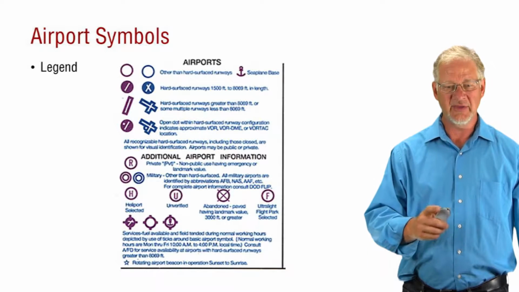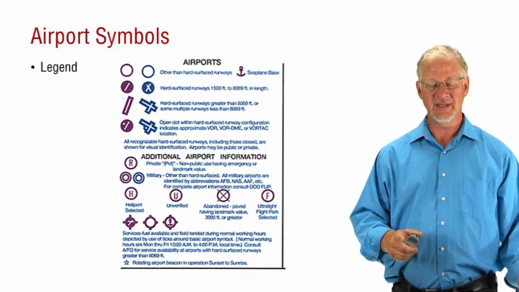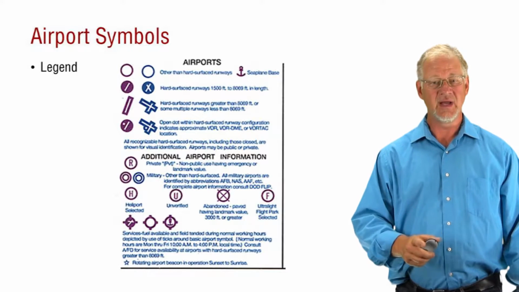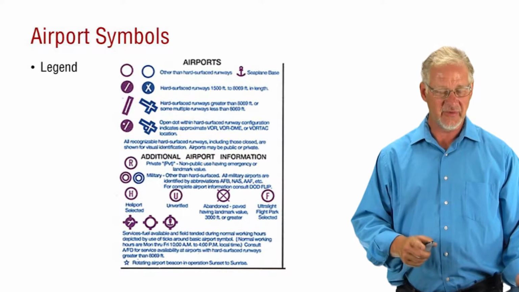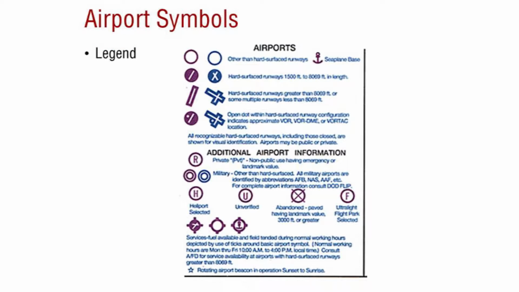Now, every chart has airport symbols, and the legend is usually in the bottom left or bottom right. So as we pull the airport symbols up full screen, you're going to be able to take a look and see the detail of what this legend means. So let's go through that for a moment here. You've got airports, and there's different circles. Some of them aren't even a circle. You've got hard surface runways, seaplane bases. You've got hard surface runways between 1,500 feet to over 8,000 feet in length.